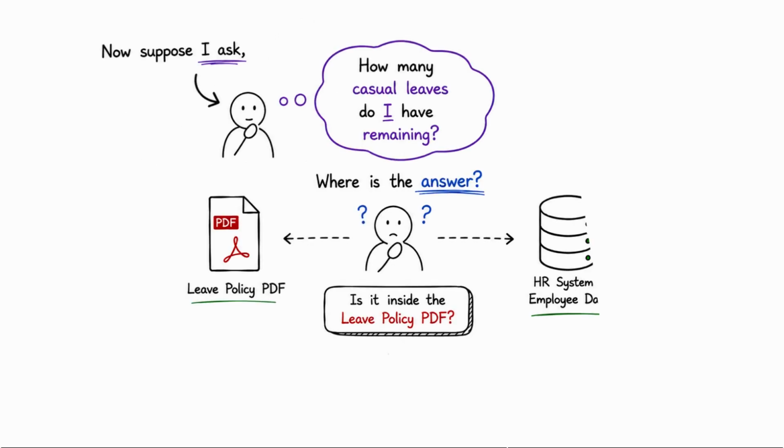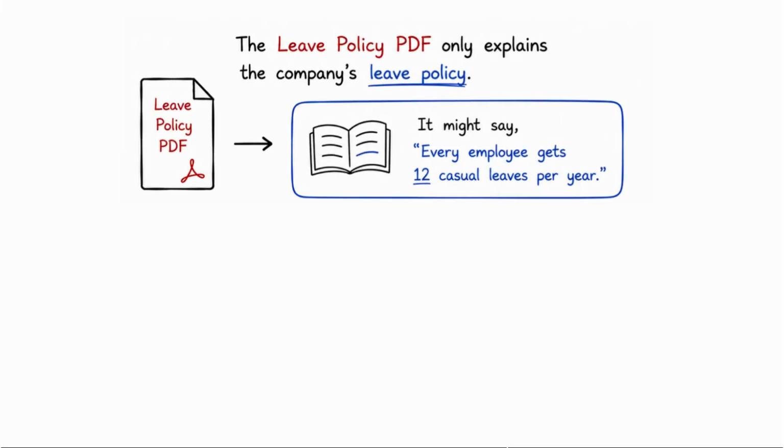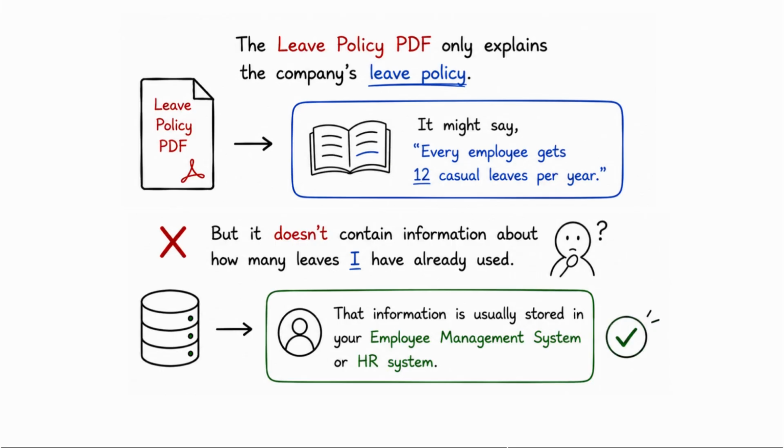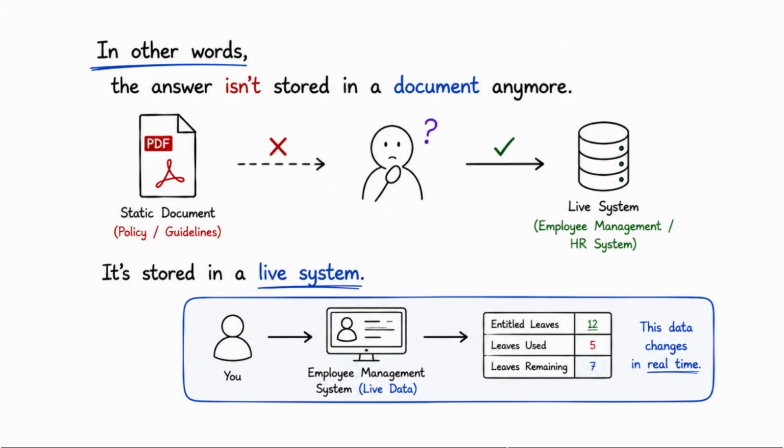Suppose I ask how many casual leaves do I have remaining? Where is the answer? Is it inside the leave policy PDF? No. The leave policy PDF only explains the company's leave policy. It might say every employee gets 12 casual leaves per year, but it does not contain information about how many leaves I have already used. That information is usually stored in your employee management system or HR system. In other words, the answer is not stored in a document anymore. It's stored in a live system. And this is exactly where RAG reaches its limit.